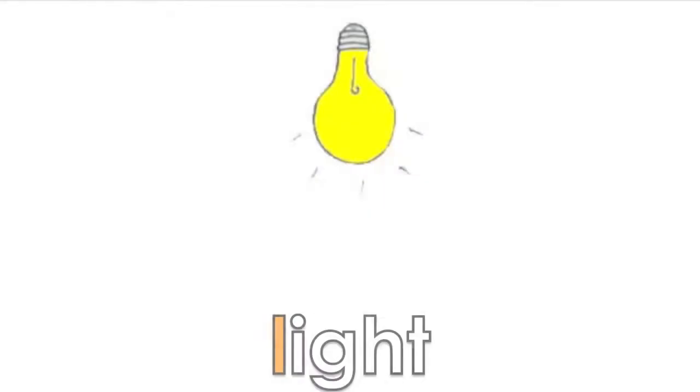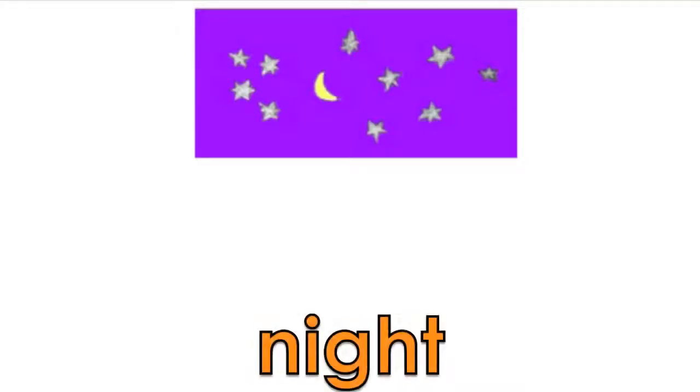Now, let's return to IGH. Here are two examples. L, I, G, H, T, light. N, I, G, H, T, night.